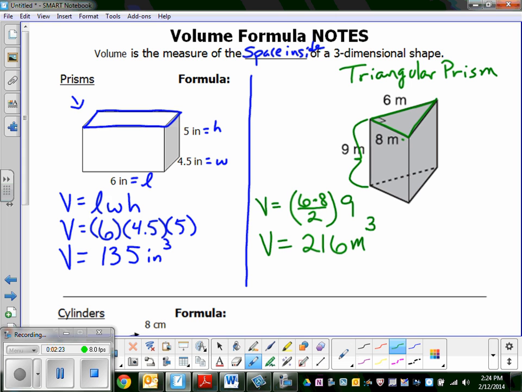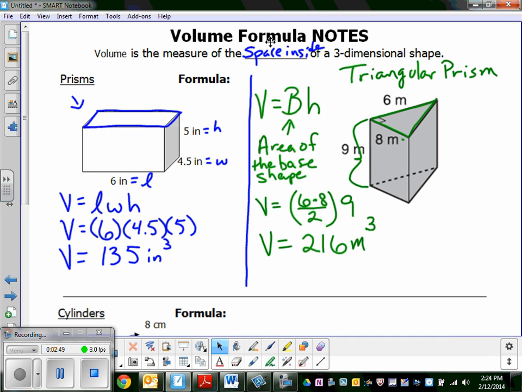The formula that's on your formula sheet looks something like this. Anytime we see a capital B in a volume problem or a volume formula, it's talking about the area of the base shape. That is why I was able to figure out that it's 6 times 8 divided by 2, because we were finding the area of this base shape, which was the triangle.